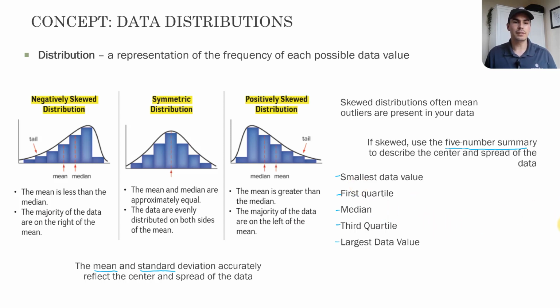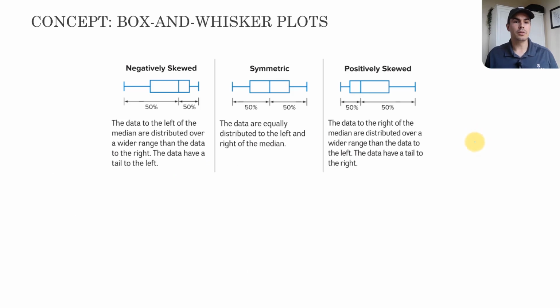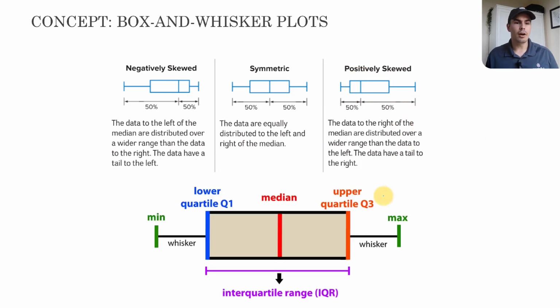Now this is looking at distributions in the form of histograms. We can also look at them in the form of box and whisker plots. Okay, so a very similar representation. However, this is more a visual representation of that 5-number summary. So here I've got our minimum, that's what's here on the left, and then we've got the whisker part of the box and whisker plots.